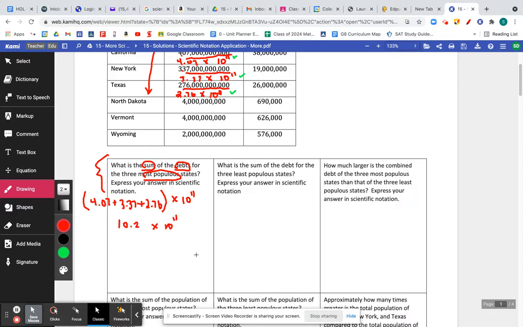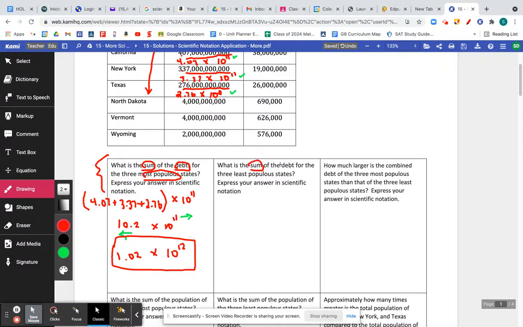And now we have to fix that. So I need this decimal to be between 1 and 10. So I'm going to move it that way 1 time. That means the 11 gets moved that way 1 time. So we have 10 to the 12 for the power and 1.02 at the beginning. So there is the sum of the debt of the most populous states.